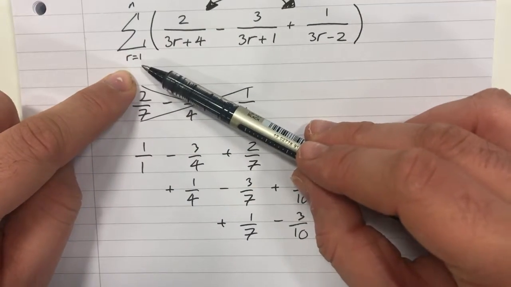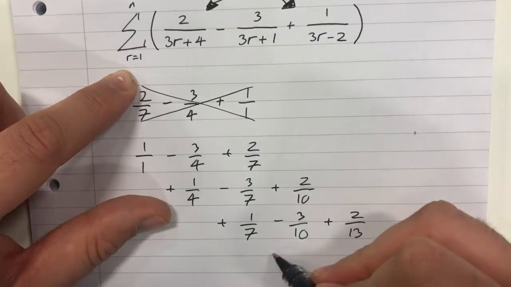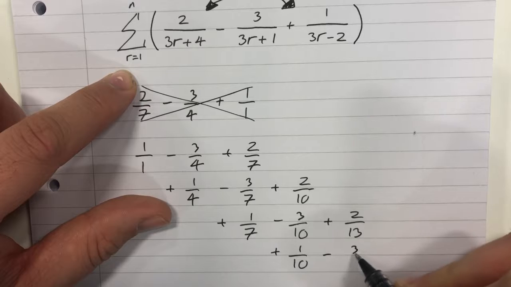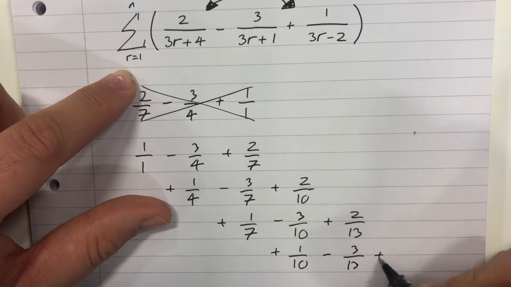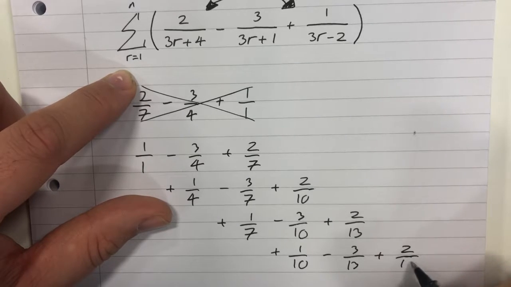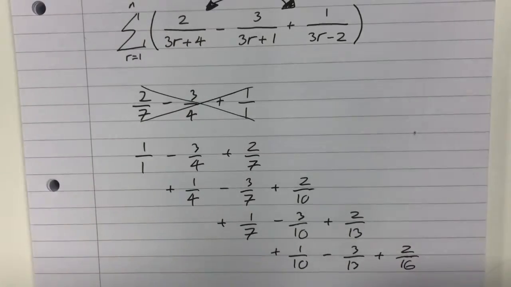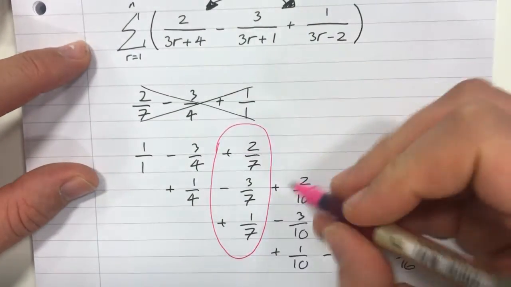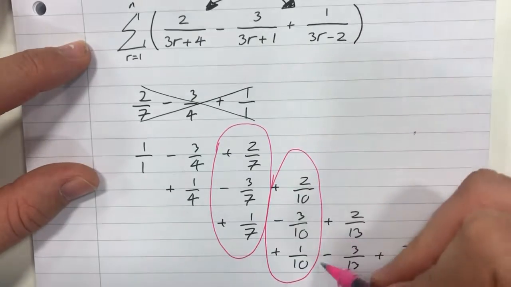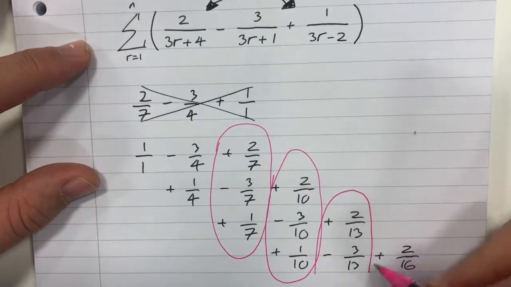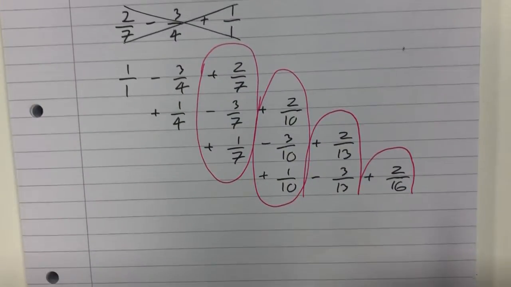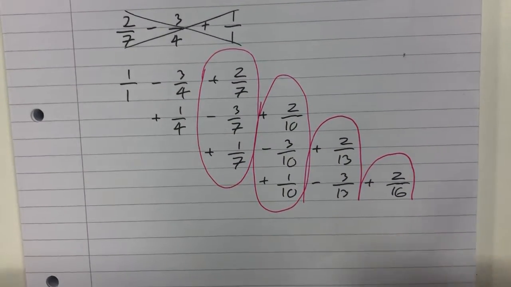Plug in r is 4, and we'll get plus 1/10 minus 3/13 plus 2/16. And you can see the advantage of writing it in columns: those 3s will cancel, those 3s will cancel, those 2s will cancel with the next one, and that 1 will cancel with the next 2. So it's a more complicated cancellation pattern.